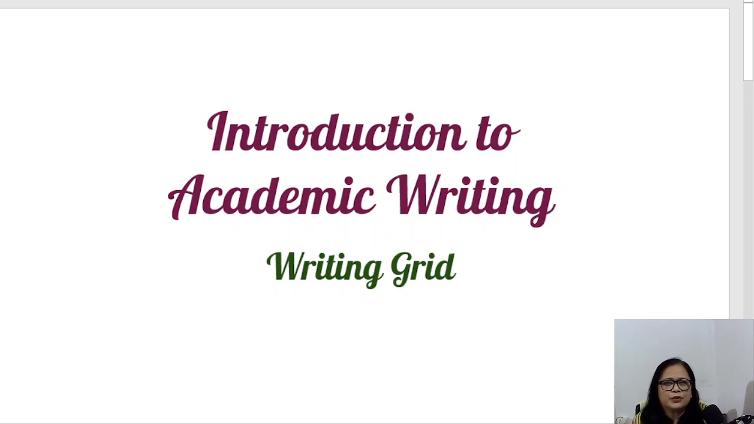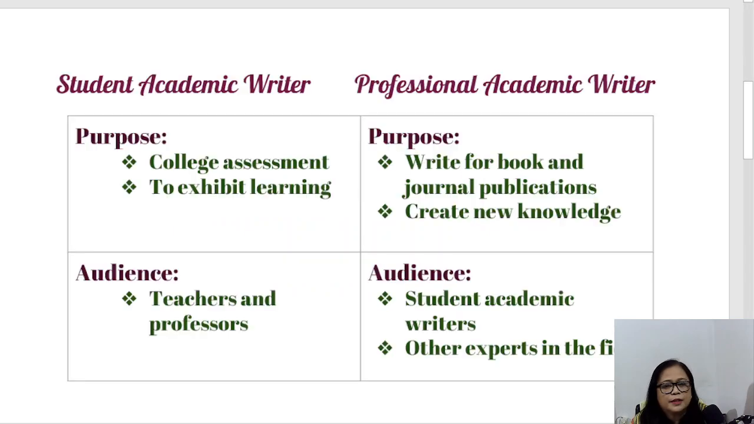Academic writing is otherwise known as scholarly writing. There are two types of academic writers: the student academic writers and the professional academic writers.